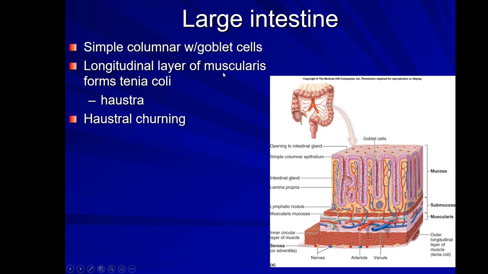The longitudinal layer of the muscularis, so the smooth muscle, forms the taenia coli, giving us haustra. And when you're absorbing or digesting food, you can get the taenia coli to contract, and that's going to cause those haustra to move a little bit and help move things through. They call that haustral churning.